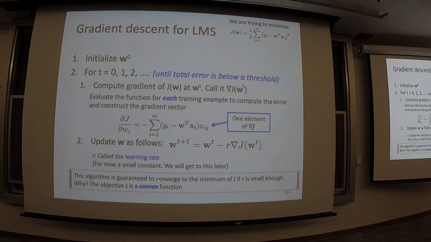So this algorithm is guaranteed to converge to the minimum if the learning rate is small enough. Why? I don't want you to give a rigorous proof. That's the requirement for the optimization course, but intuitively, why? Any guess?